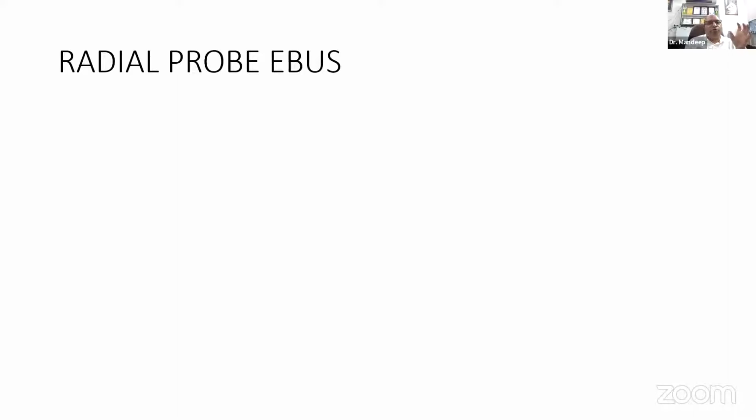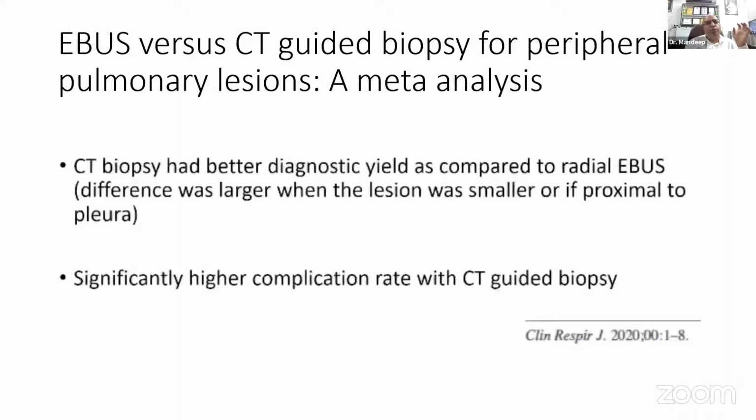So then coming to the peripheral nodules, we are using a radial probe EBUS. CT biopsy has a better diagnostic yield as compared to radial EBUS. The difference was larger when the lesion was smaller or proximal to the pleura, and a significantly higher complication rate, like pneumothorax, is seen with CT-guided biopsy.